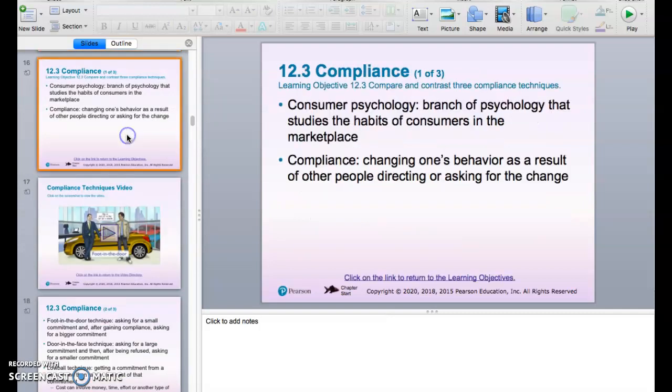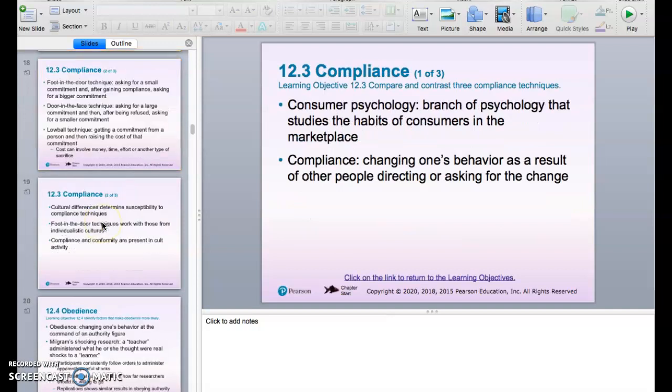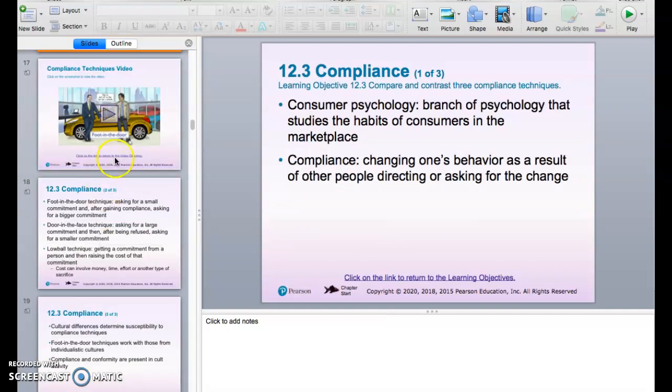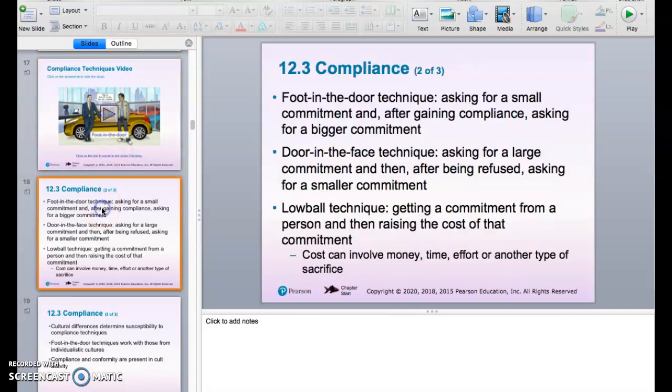Okay, you're going to spend some time on compliance. I'm not going to go through compliance here. There's a video about it, and then there's different techniques. Compliance is responding to a direct request, whereas conformity is more of social pressures to conform to the norm. Compliance is somebody actually asking you to do something, and they can do it in a way that's going to better ensure that they get your compliance.